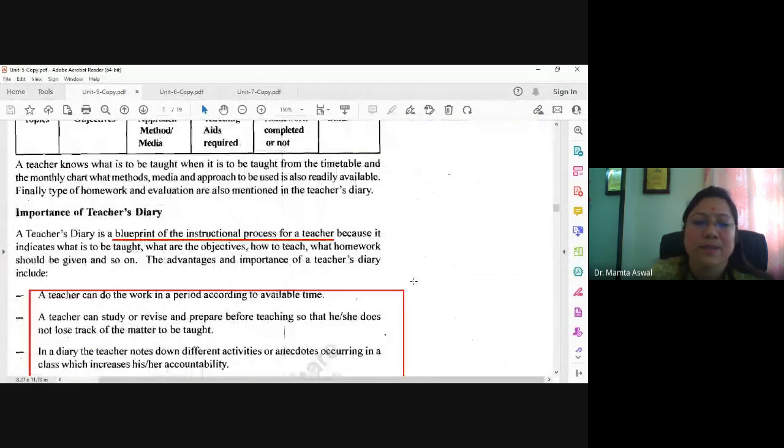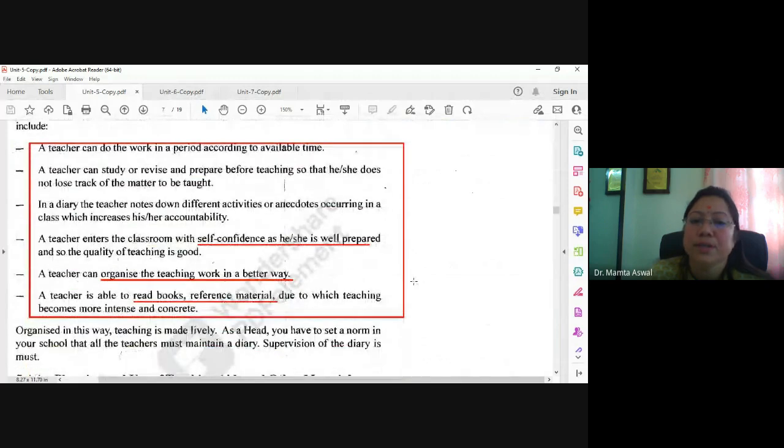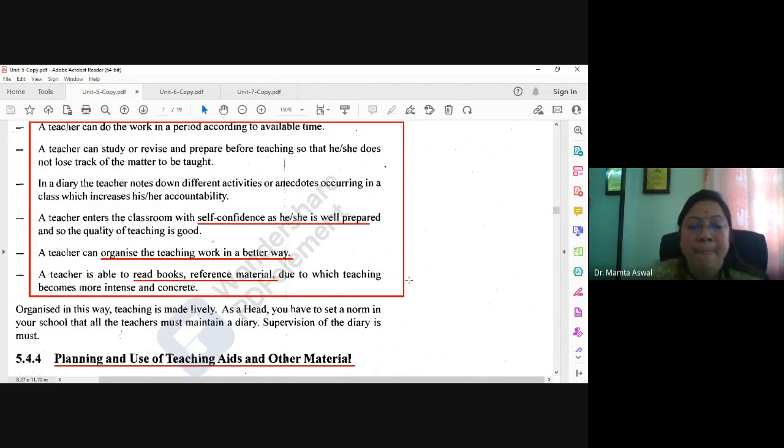Basically it's very important, this helps a teacher to plan according to the time. What will happen if you have less time, you can plan accordingly. You can take out some extra periods also to complete your syllabus, to complete certain activities. So it keeps you on track. The teacher is always on track.